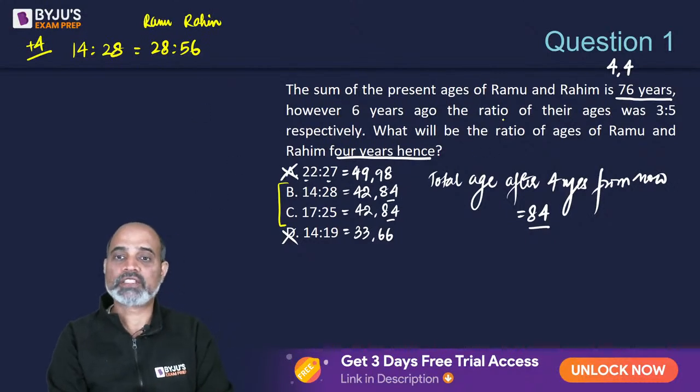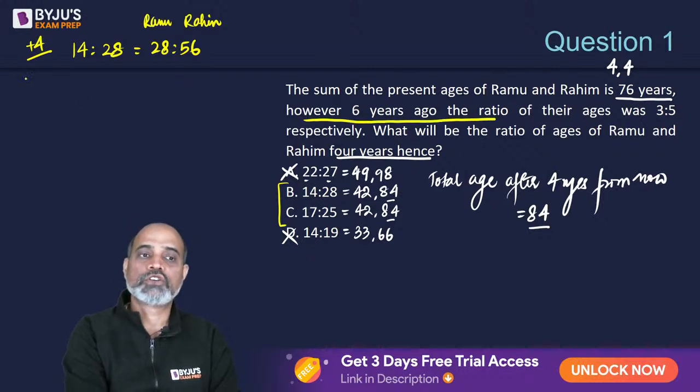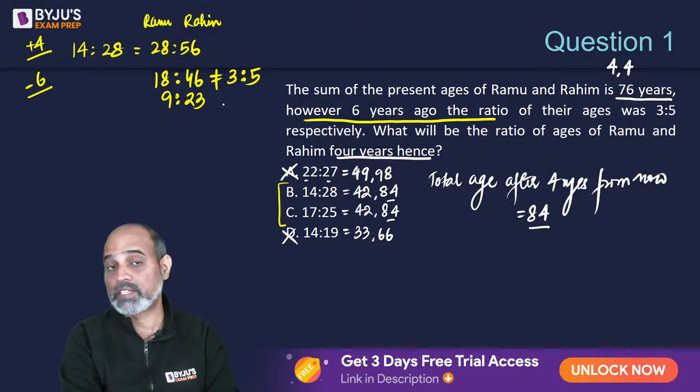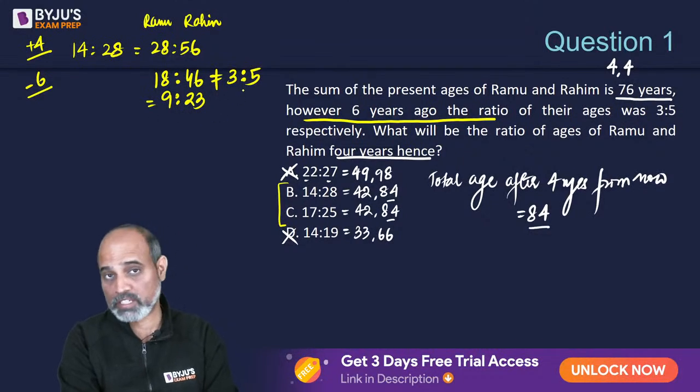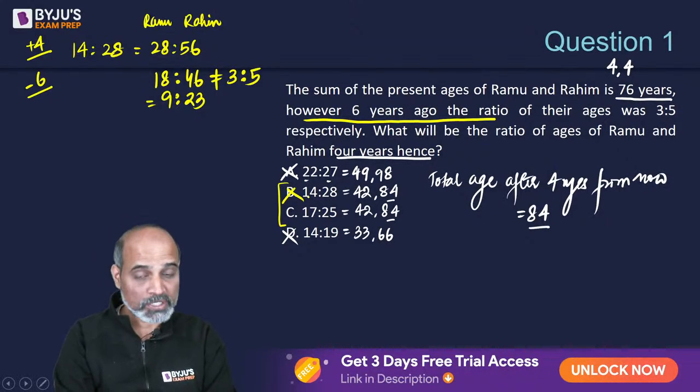Now this is 4 years later. So what we can do is look at this condition, 6 years ago. So 6 years ago, that would mean 10 years from now. So this will become 18 and this will become 46. The ratio is not 3:5, right? Because 18 and 46, the best we can simplify is 9 and 23. 9 and 23 is not the same as 3:5. So B also gets eliminated. So C becomes our answer.